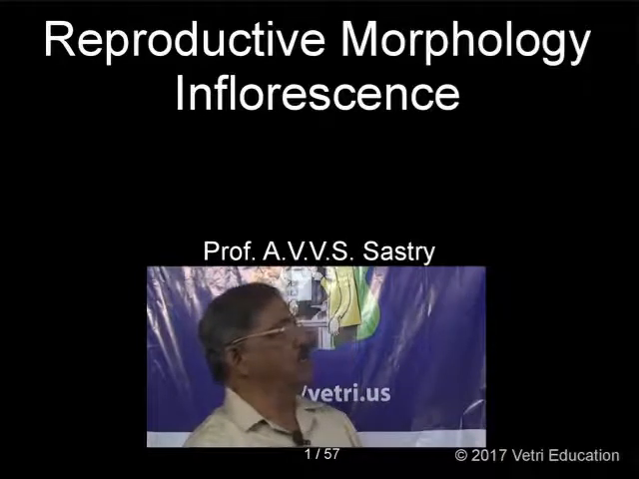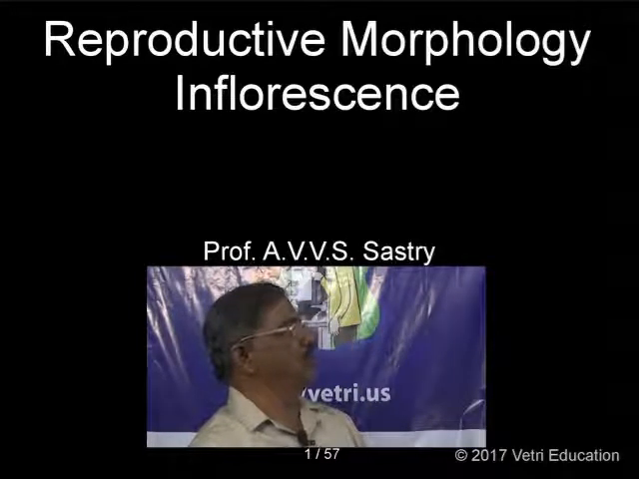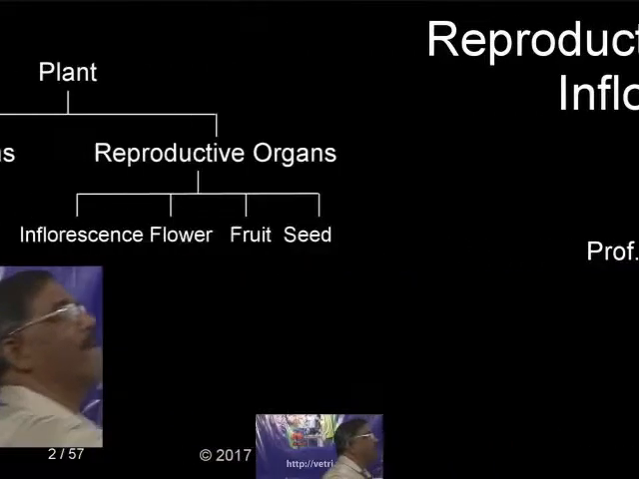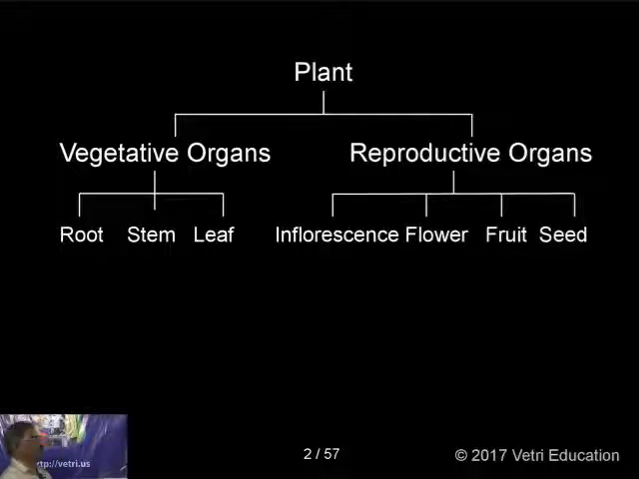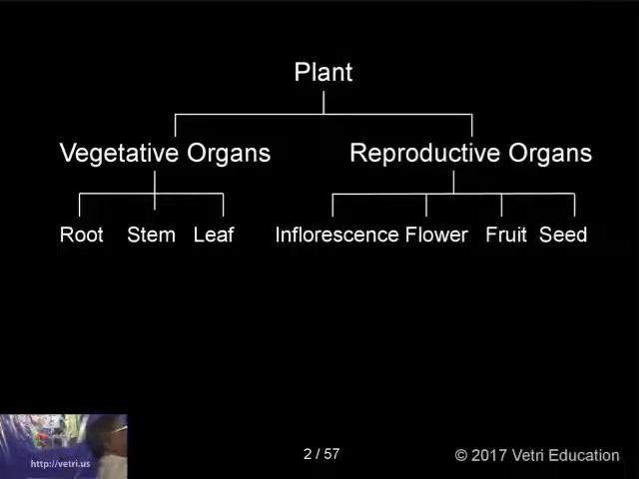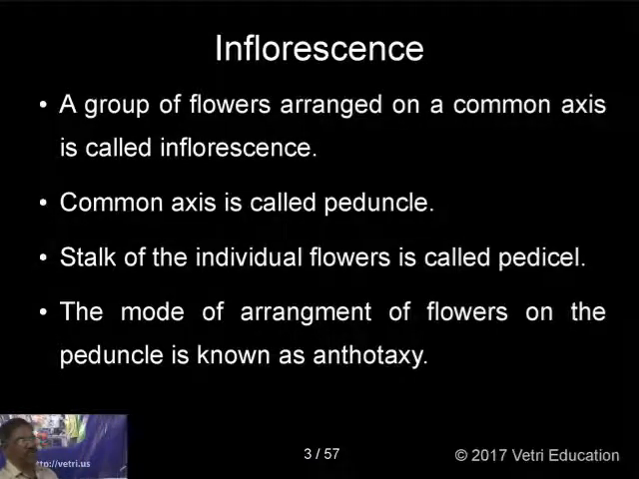Now, we see the first chapter in this reproductive morphology, inflorescence. This is given in a tabular form, what you have already discussed. In plant morphology, you have to discuss the vegetative organs and reproductive organs. The vegetative organs include root, stem and leaf. Regarding the reproductive organs, inflorescence, flower, fruits, etc. Now, let us see the inflorescence.